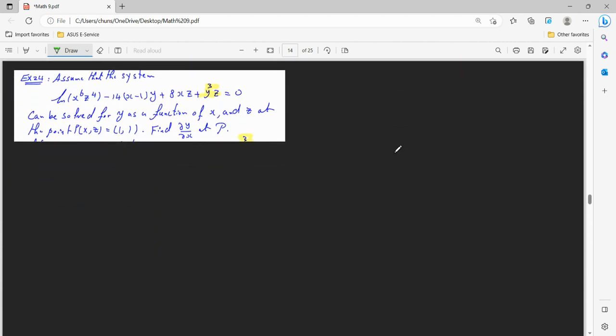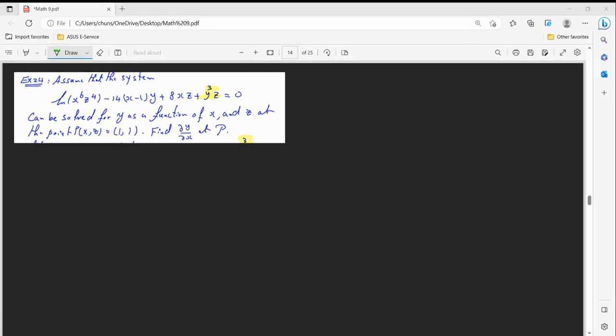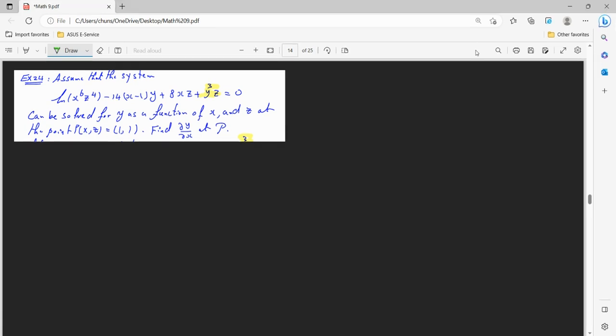Okay, so assume that we have this system here. When we're given this equation, we're asked to find our partial derivative of y with respect to x.